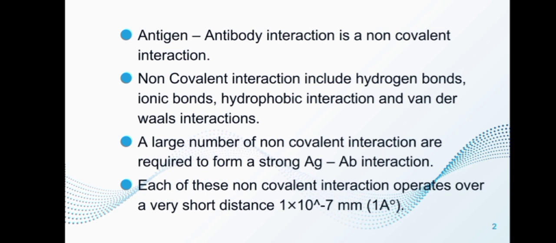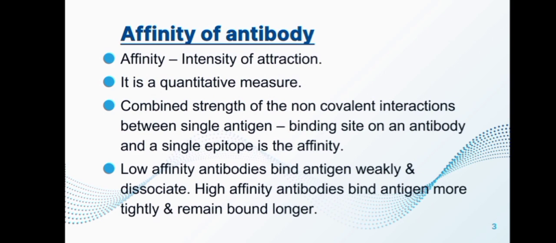The strength of antigen antibody interactions can be determined in terms of affinity and avidity. The first one is the affinity of the antibody. Affinity is the intensity of the attraction. It is a quantitative measure.